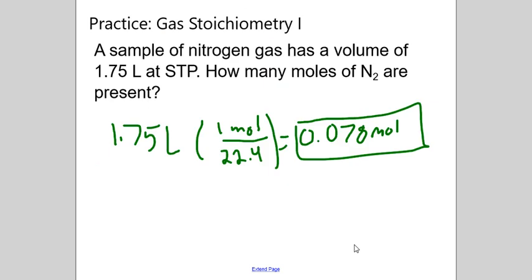Okay, so from there, very first kind of practice problem for this whole thing. If you have 1.75 liters of a gas at STP, well, divide by 22.4. That gets you 0.078. Pretty self-explanatory.